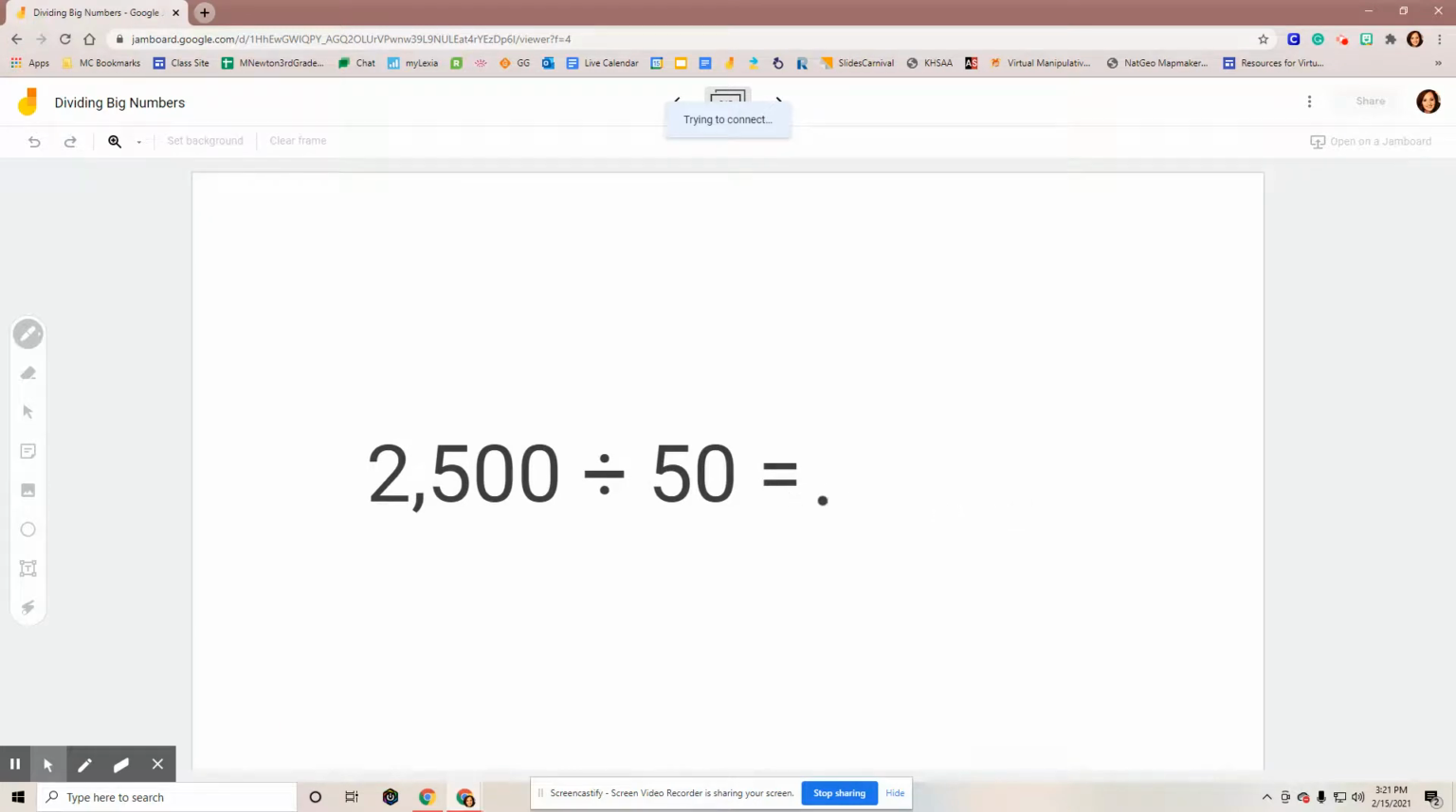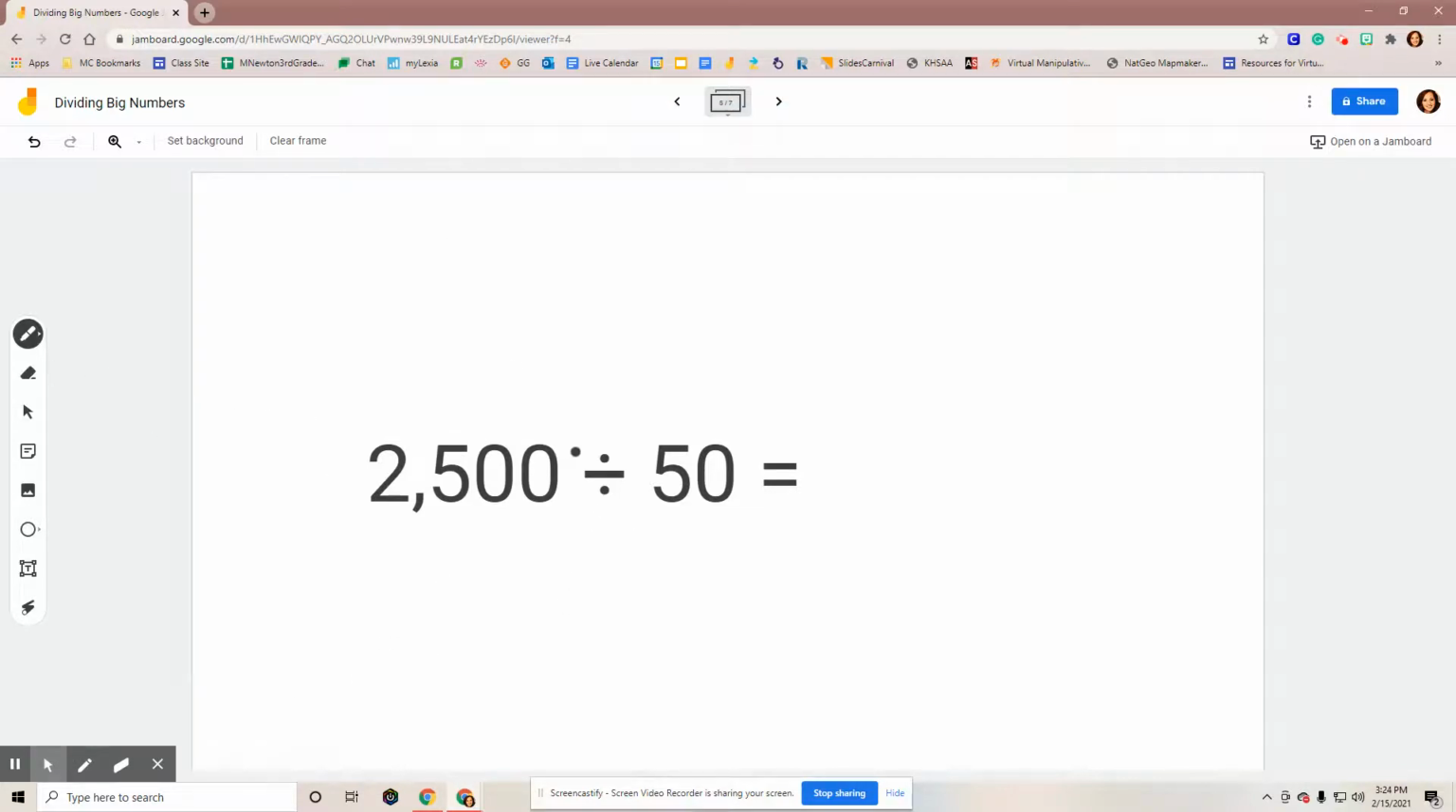Okay, so now we're going to swap it. So we know how to multiply with large numbers. Let's see if we can divide with large numbers. So here is my quotient. It's my biggest number. So I have 2,500 divided by 50.